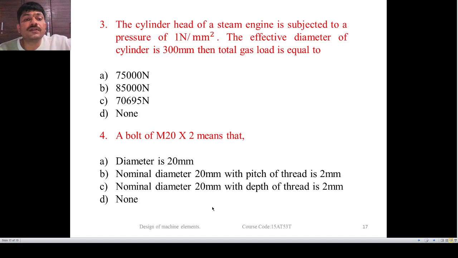Next we take the third one. The cylinder head of the steam engine is subjected to a pressure of 1 Newton per mm². The effective diameter of the cylinder is 300 mm. What will be the total gas load? From the basic definition, pressure is equal to force per unit cross-sectional area. We have to find the force, or the gas load. Therefore force, or gas load, is equal to area into pressure. Area is equal to pi by 4 D², with D already given as 300. That is pi by 4 into 300² into 1. So you do the calculation.